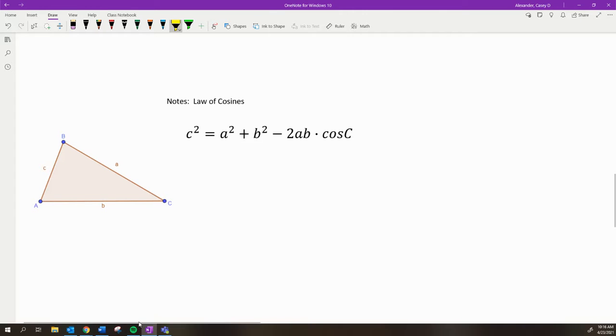It's going to be a really short video on the law of cosines. This is a topic that I would normally teach a lot more into, but in this year of distance learning, we're just going to do the very basics, the surface level on the law of cosines.